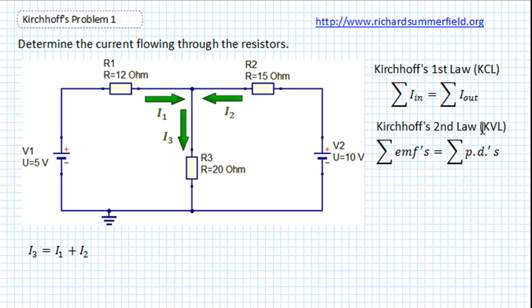Kirchhoff's second law, also known as Kirchhoff's voltage law, states that for any path in a circuit, the sum of the EMFs equals the sum of the PDs. So when we look at this, the EMF refers to the electromotive force, the force that actually pushes the current around the circuit. So any voltage supply is an EMF. The PD is the potential difference across the components in the circuit. So in this case, a current wouldn't flow through that resistor unless there was a potential difference. In other words, the voltage at this side was greater than the voltage at this side. So the potential difference is the voltage drop across the components in the circuit.